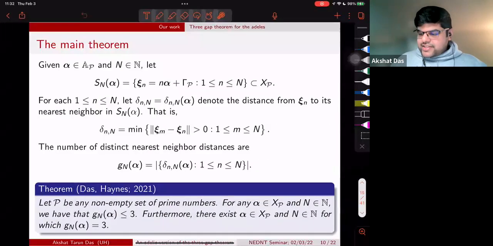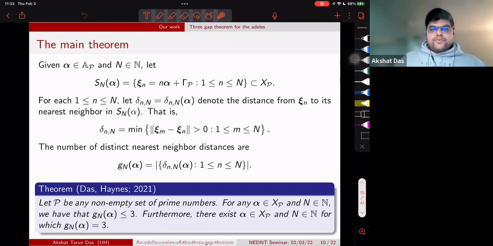Okay, so once we define the nearest neighbor distance, we again have the little gn alpha function, which is going to count the number of distinct values that we have for the nearest neighbor distance as n runs from 1 to capital N. And the theorem that we have is that irrespective of the choice of set of primes P that you have, for any alpha in xp and any natural number capital N, the upper bound of the little gn alpha function is again 3. So there are at most 3 distinct nearest neighbor distances.